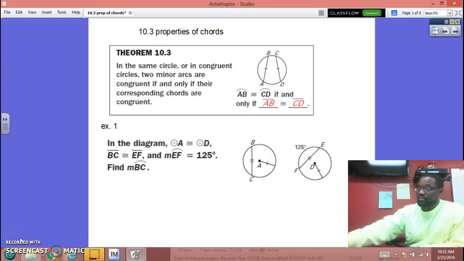Today we're going to discuss properties of chords. We've got several theorems that we need to discuss, so let's get into it.